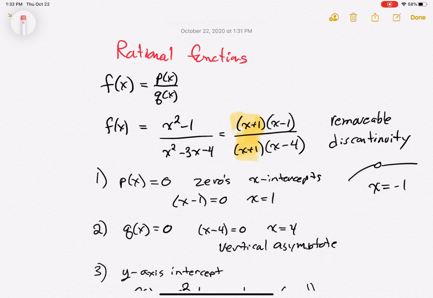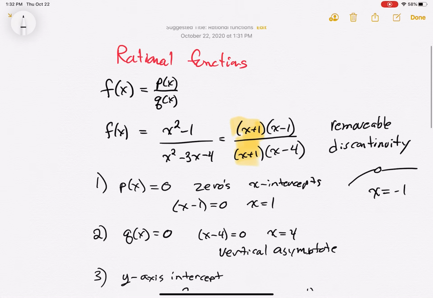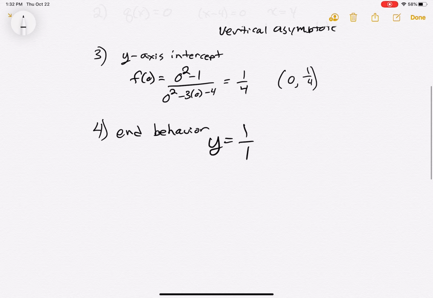So when you have degrees that are the same, the horizontal asymptote is the ratio of the leading coefficients. So it's going to be this value of 1 over 1 here. And so the end behavior is going to be y is equal to 1.